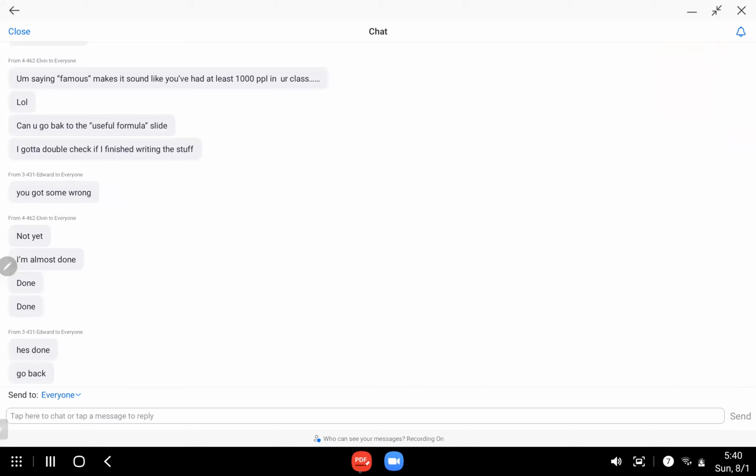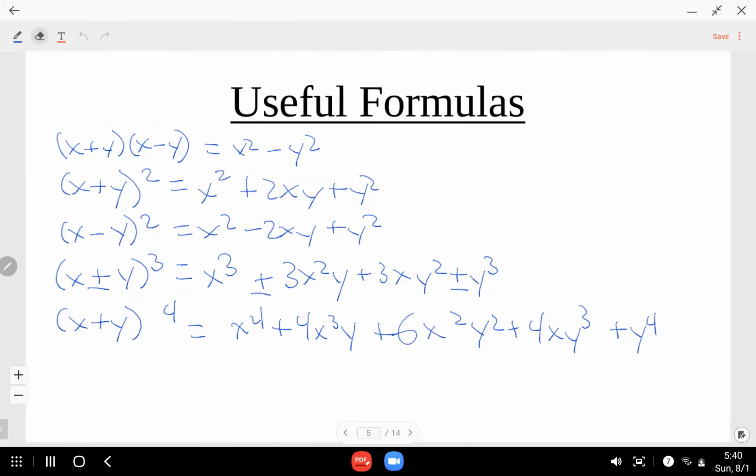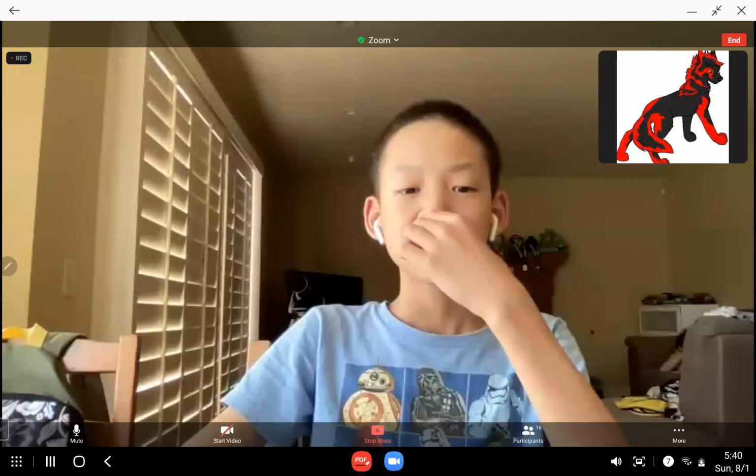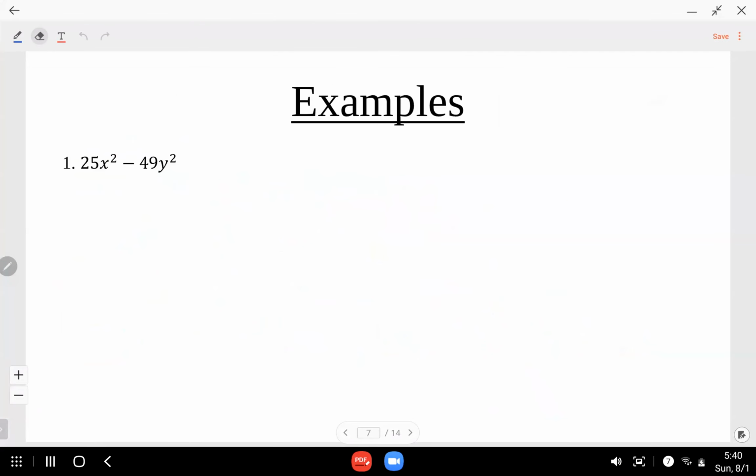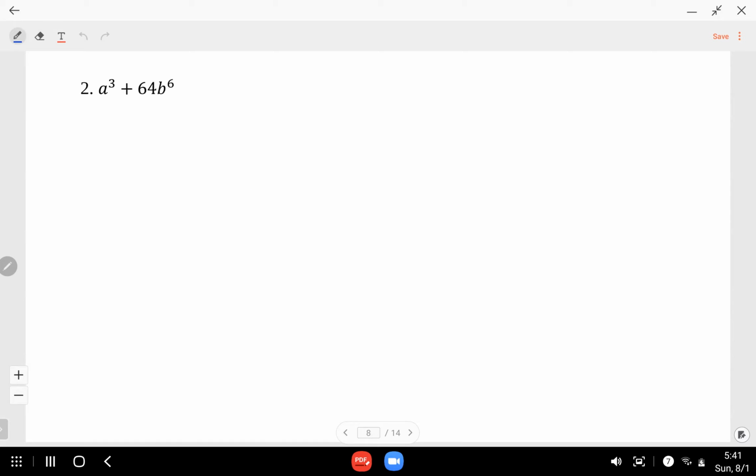Okay, you're done. Okay, I'll just hold on. Yep. So examples: sum and difference of cubes. Oh wait, no. This is difference of squares. That's sad. All right, this example is pretty easy, so I'm gonna do it for you. And basically, it's 5x plus 7y, 5x minus 7y. That's too easy. Let me go on to something harder.